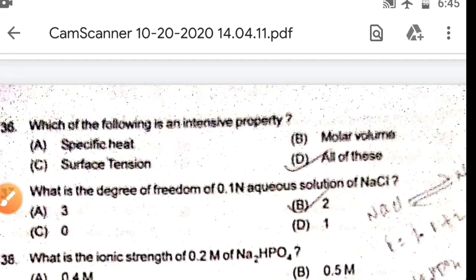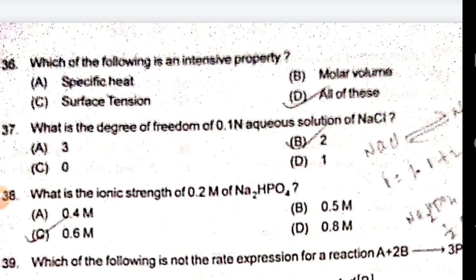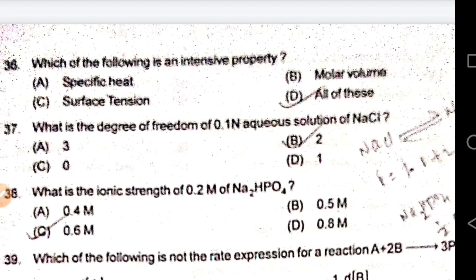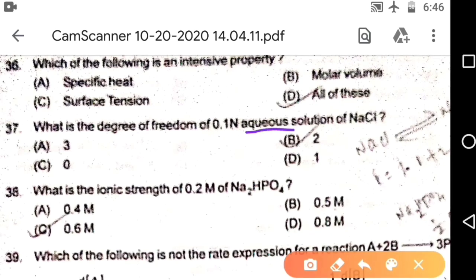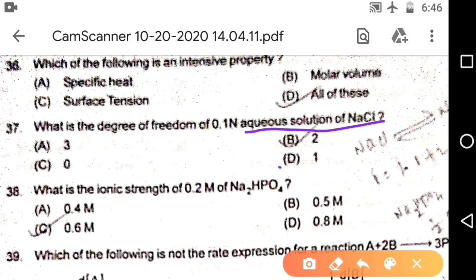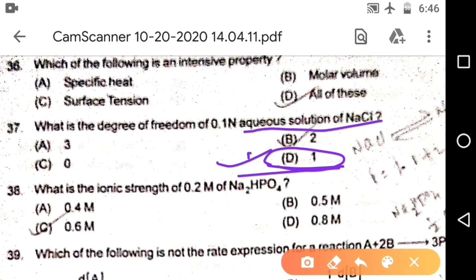Next, what is the degree of freedom of 0.1 M aqueous solution of NaCl? Basically, they have asked the degree of freedom. You know the degree of freedom F is C minus P plus 2. But for an aqueous solution of NaCl, the answer will be 1, not 2. So the correct answer for 37 is 1.